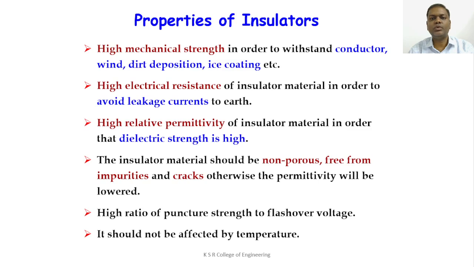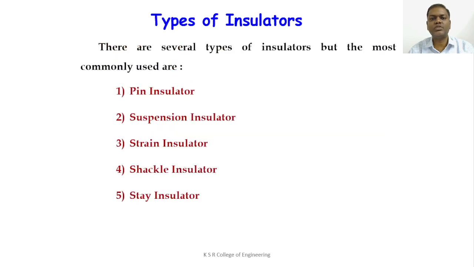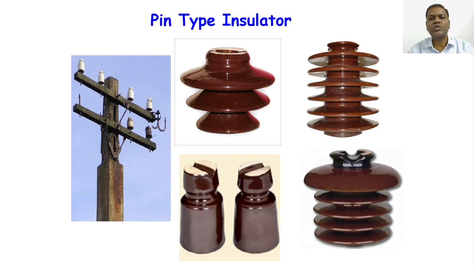Now we are going to discuss the types of insulators. There are several types of insulators. Commonly we use the pin type insulator, suspension insulator, strain insulator, shackle insulator and stay insulator. These are the 5 common types of insulators we use in overhead lines. The first one is the pin type insulator. These are pictorial representations of pin type insulators.